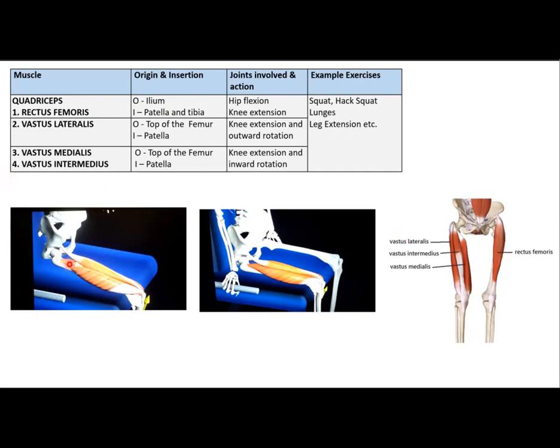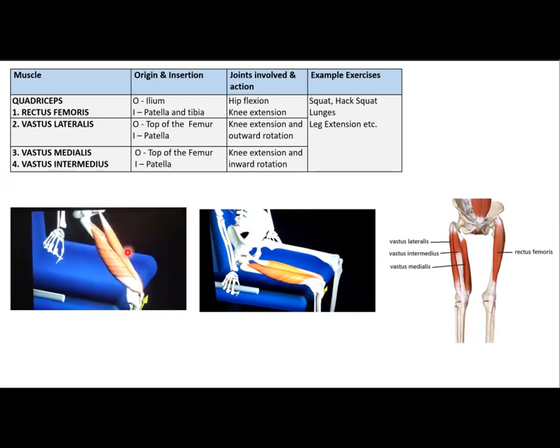Okay, so what it does is, the first one, it extends your knee. So it does a knee extension. And because the rectus femoris is also going over your hip, it does a hip flexion as well. But only this one, the other 3, no. The other 3 only do an extension in your knee. Only that one also does a hip flexion, because that one goes onto your ilium here, okay?